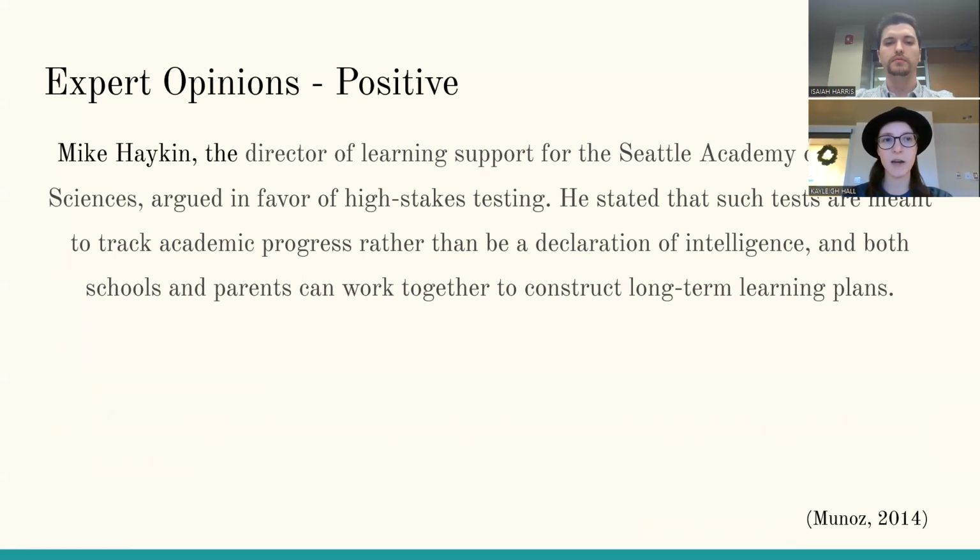On the more positive side, we had Mike Haken, who is the director of learning support for the Seattle Academy of Sciences, back in 2014, who argued in favor of high stakes testing because he believed that rather than being an intelligence test, specifically, it was more a way of simply tracking academic progress through the years, and the hope of it was to find long-term learning plans with schools and parents working together rather than being just a cutoff or purely minimum competency.